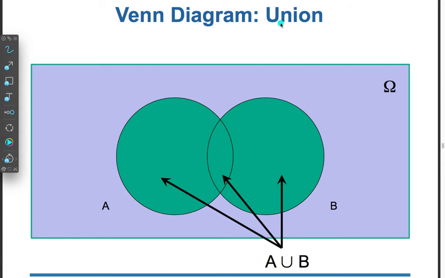Now here, Venn diagram of union set. Here the big box is the universal set and this is the symbol for the universal set. Here the first circle is A and the second circle is B, and the intersecting part is the intersection of both A and B. But given A union B, it means all three parts shall be covered. Here first, second and third, all three shall be covered, and all three together are known as A union B.